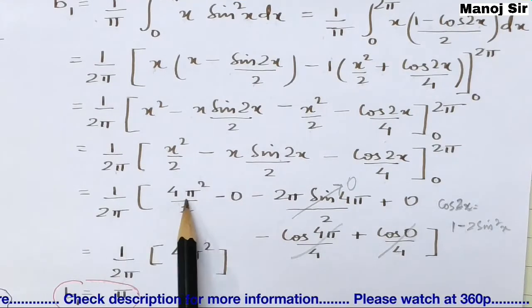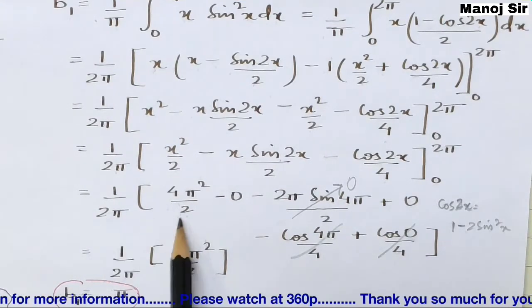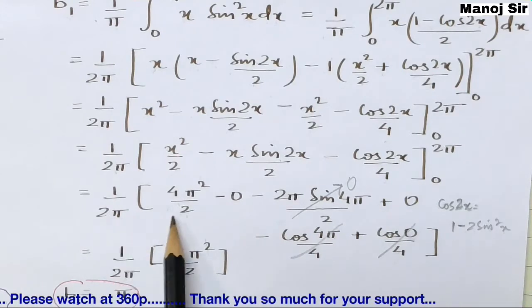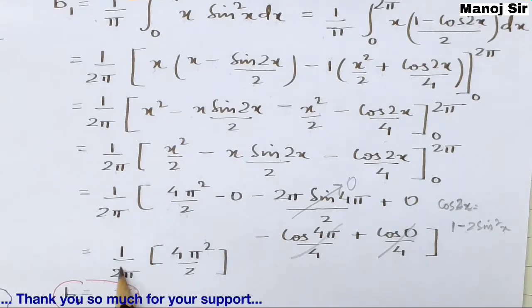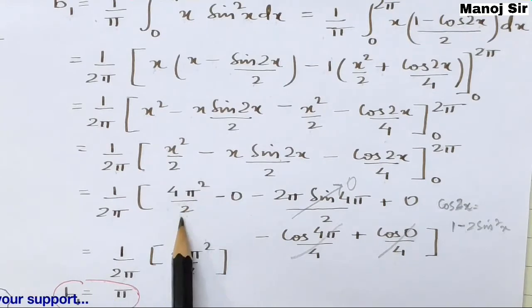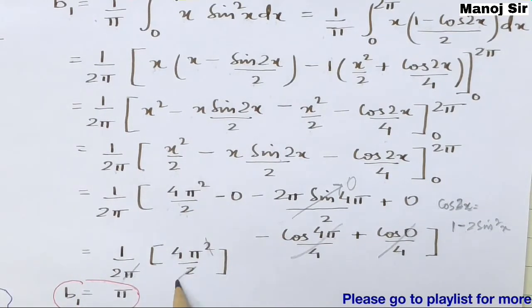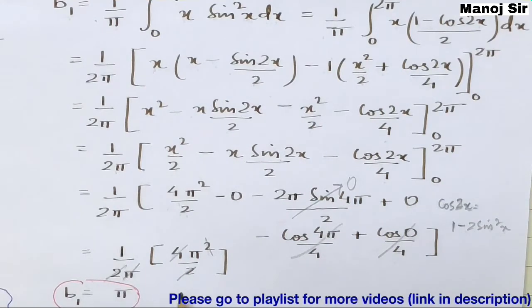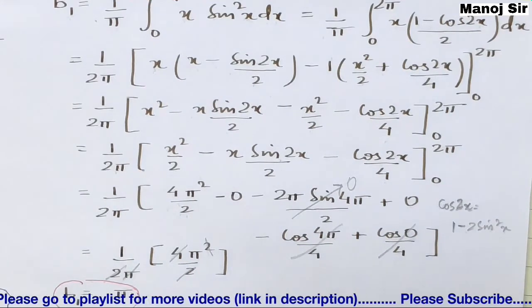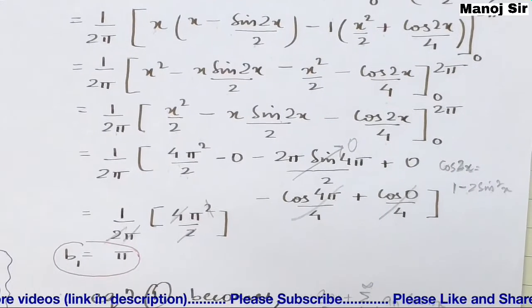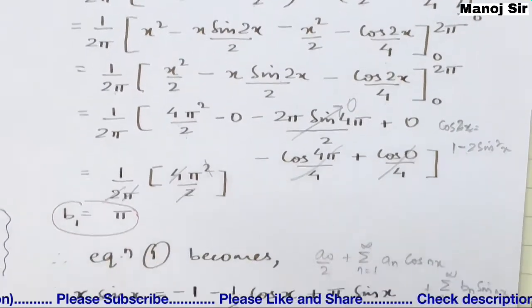That is 1 upon 2 pi into 4 pi square upon 2. So 1 upon 2 pi as it is, here we have 4 pi square upon 2. So here you can see pi gets cancelled, 2 to 4 get cancelled. So finally we are left with only pi. So b1 equals to how much? Pi. b1 equals to pi.